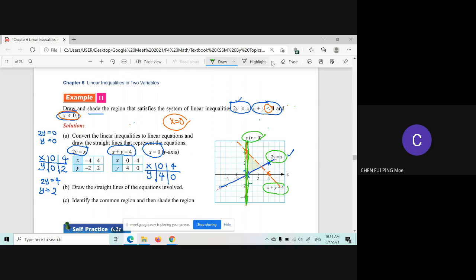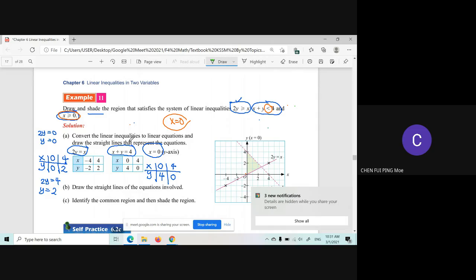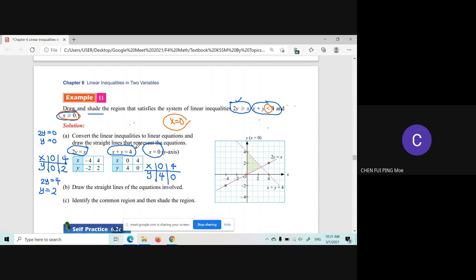So now you need to know how to determine the shaded region that satisfies these 3 straight lines. If you use the previous method, you have areas A, B, C, D. You need to choose the point, right? You need to substitute inside the table. So, very long, right? So for this one, I suggest using method number 2. The second method is easier.